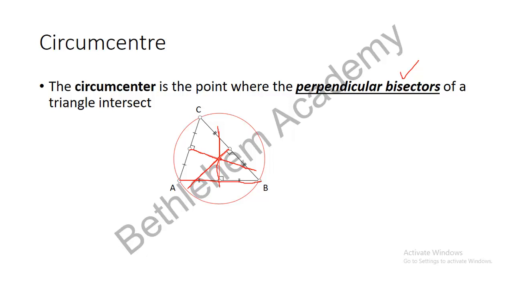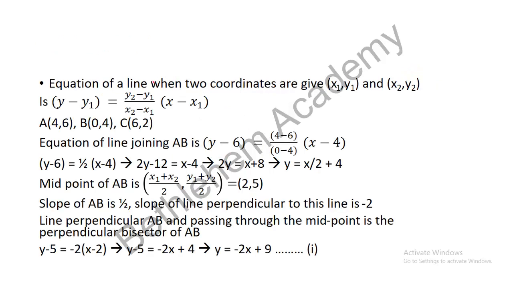Let's take an example and see how to calculate the circumcenter of a triangle. Find the circumcenter of triangle ABC, where A is (4, 6), B is (0, 4), and C is (6, 2). For calculating the circumcenter, first we need to calculate the equation of the line AB. Then we need to calculate the line which is perpendicular to it and passing through the midpoint.